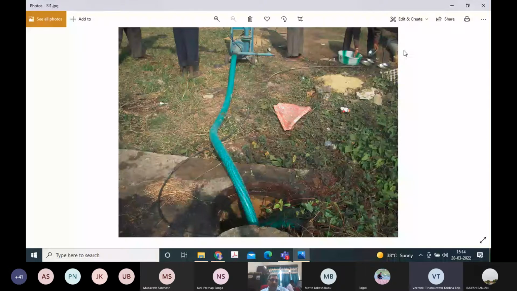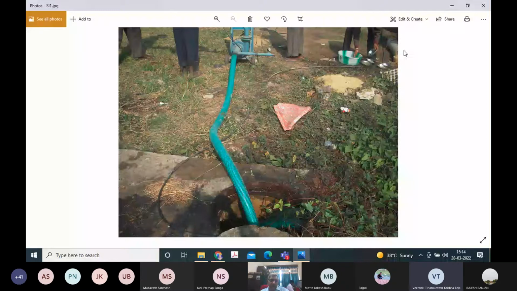Okay. Now this one, let us see. Yeah, this is the same thing. This is a sump, and this is the water. So water is coming to the pump motor, and then supply is being done. Okay. You are seeing how the sprinkler is connected.